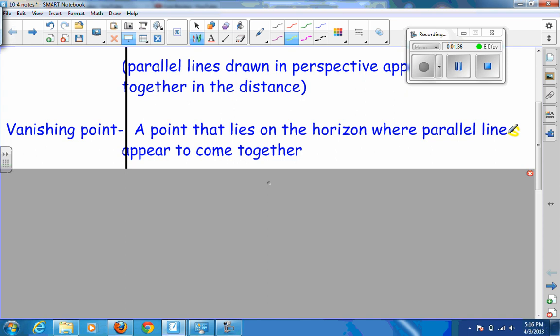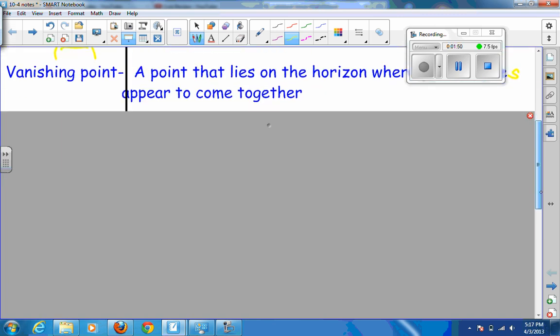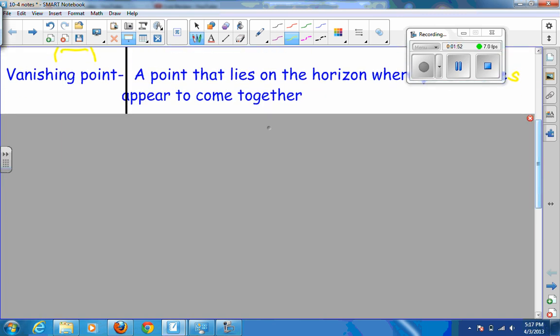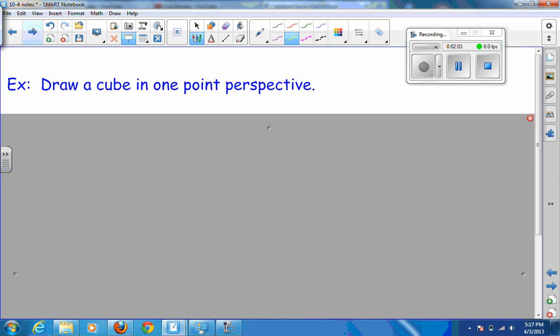Where the parallel lines come together, it's like railroad tracks, right? If I have railroad tracks and these things are the tracks, all right? In the distance, eventually it looks like they come together. We call that point the vanishing point. All right. So again, pausing when you need to fill this stuff in. Moving on. The drawings can either be done in 1 or 2 point perspective, and I'll give you examples of how to do that as we move on. Okay. Move on to the next slide.